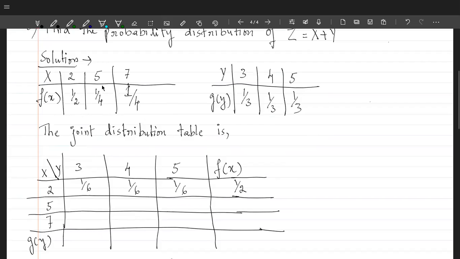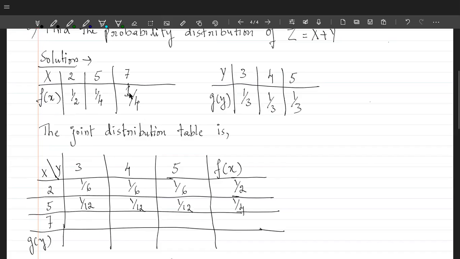Next, when x is equal to 5, these are the different values taken by y. So when x is 5 and when y is equal to 3, that is for this entry over here, we have to multiply 1 by 4 with 1 by 3. So you get 1 by 12. Then again for 1 by 4 and 1 by 3, we get 1 by 12. Then we get 1 by 12 again here. So what do I get here? 3 by 12. 3 by 12 is 1 by 4.